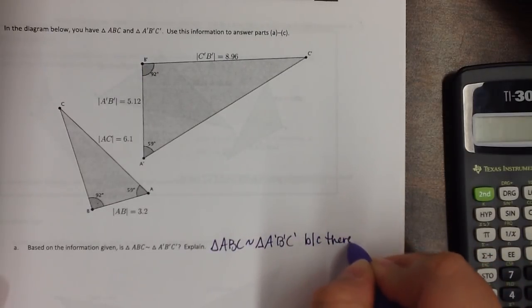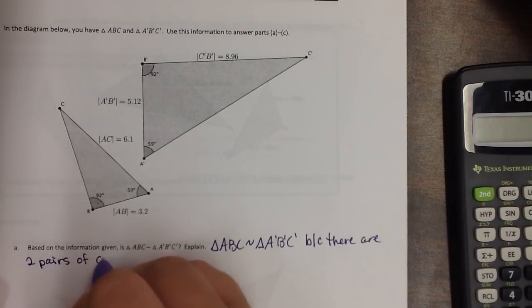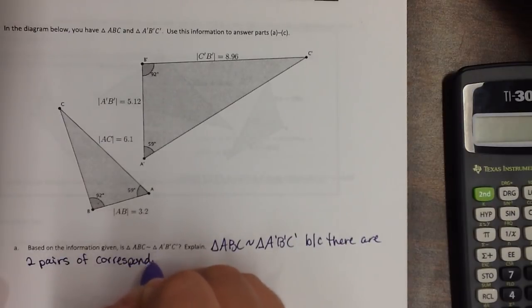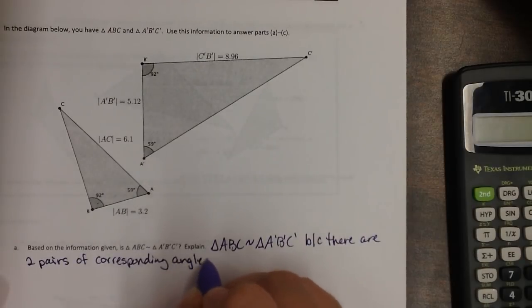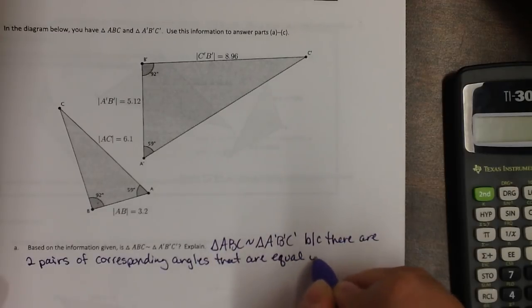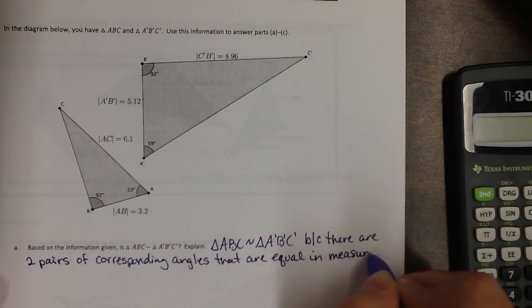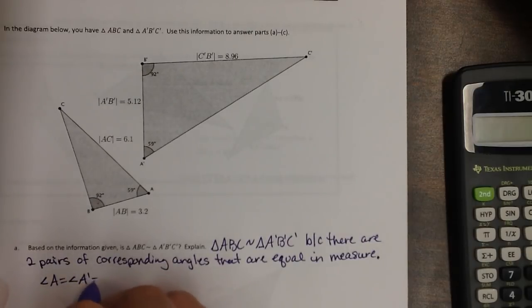because there are two pairs of corresponding angles that are equal in measure. Angle A equals angle A prime, which is 59 degrees. Angle B equals angle B prime, which is 92 degrees.